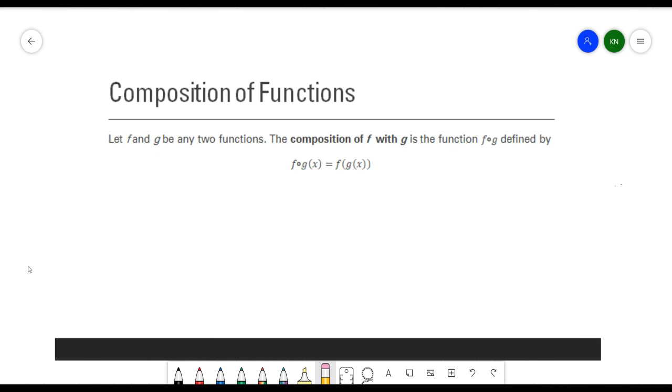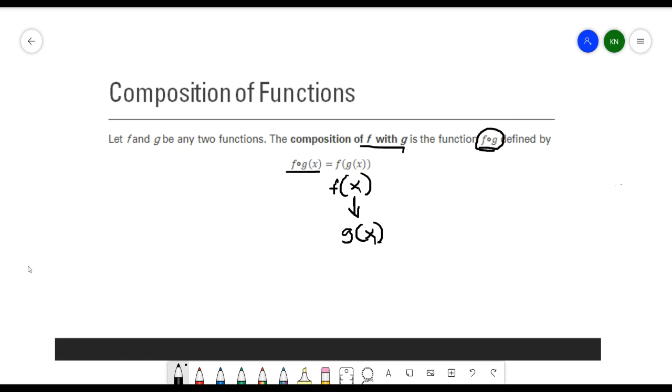So let f and g be any two functions. The composition of f with g is the function symbolized by f with g, defined by f with g of x is equivalent to f of g of x. So meaning to say, if you try to check this one, this is just a function of x, wherein x here is equivalent to g of x.